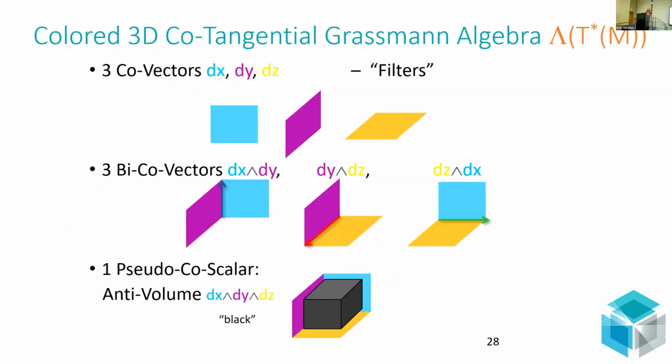And we can also represent the co-tangential Grassmann algebra by starting from the covectors, which is coming from the other side. This means here the basis vectors, the dx is like a plane element of cyan. It's like a filter which is reducing colors instead of adding colors. So we're starting with a cyan filter, a magenta filter, and a yellow filter. And if we do the outer product between a cyan filter and a magenta filter, we're getting a blue line, so to say. Magenta filtered with yellow becomes red.